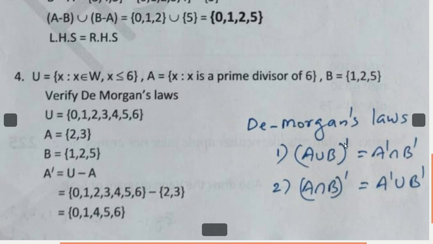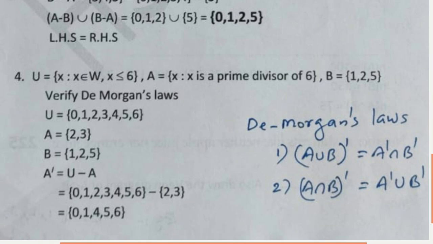A union B whole complement is equal to A complement intersection B complement. Similarly, A intersection B complement is equal to what? A complement union B complement. So here the symbols are changed. When here it is union, here it will be intersection. And when it is intersection, it will be union. So learn this formula by heart as De Morgan's laws.